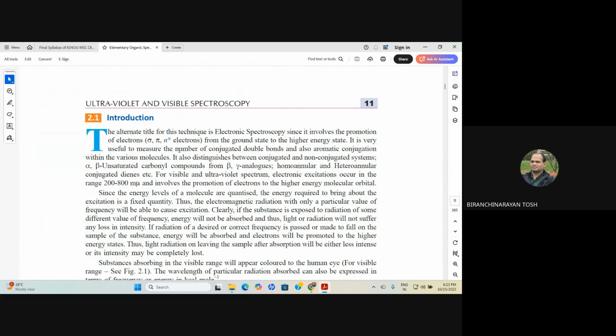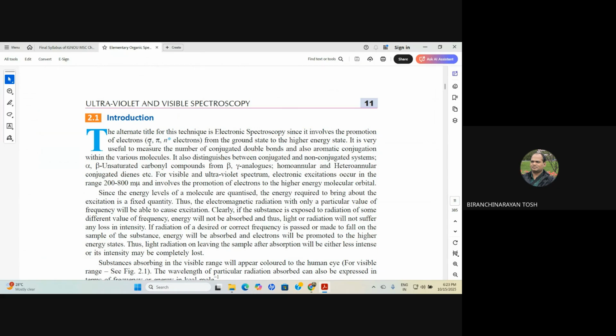So we have the sigma and pi bonding molecular orbitals and also the antibonding ones. Here n represents the non-bonding molecular orbitals, as you can see here: sigma, pi, and n. This technique is also known as electronic spectroscopy because it involves the promotion of electrons from sigma, pi, or n, the non-bonding electrons, from the ground state to a higher energy state.